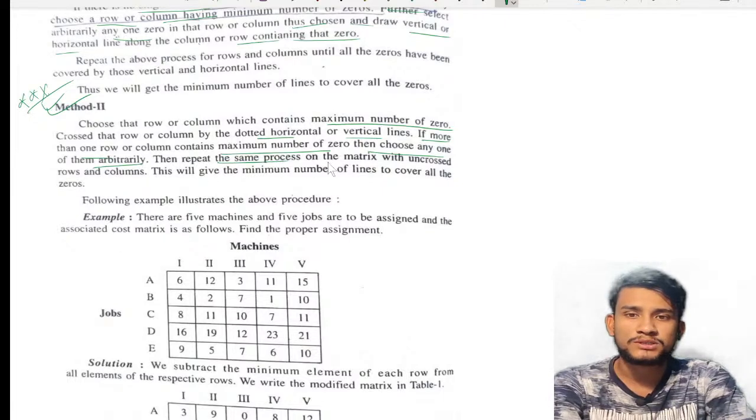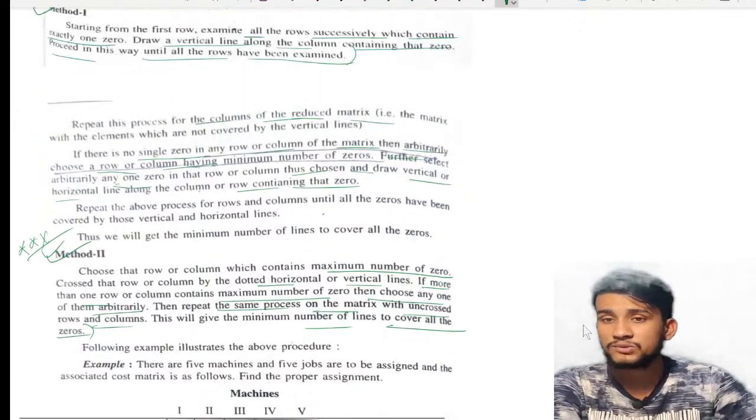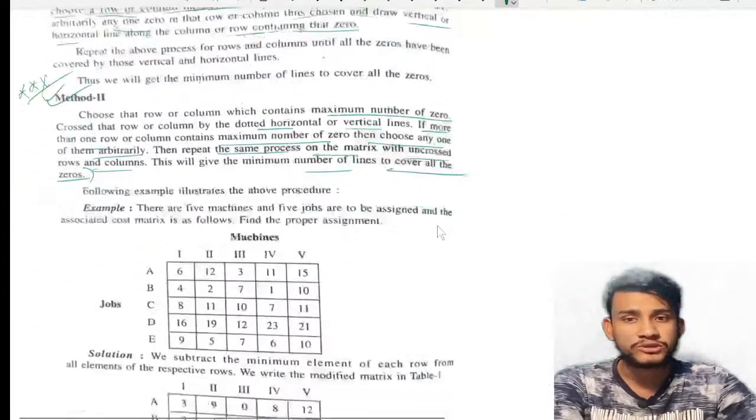Then repeat the same process on the matrix with uncrossed rows and columns. This will give the minimum number of lines to cover all the zeros. So these are the steps of the process. I request that you read the complete process of the Hungarian method once.